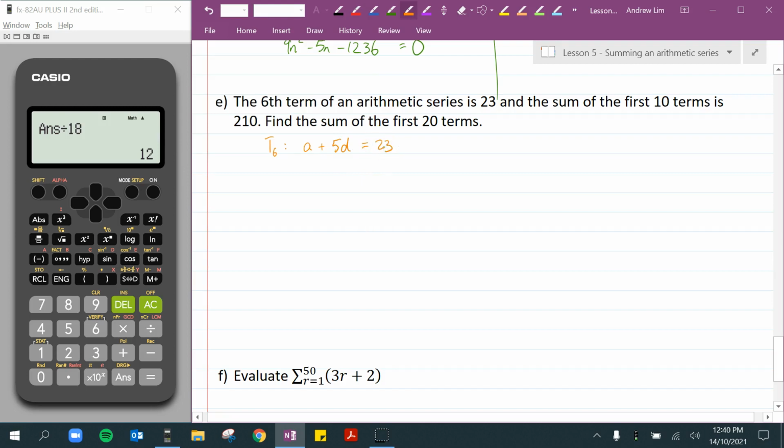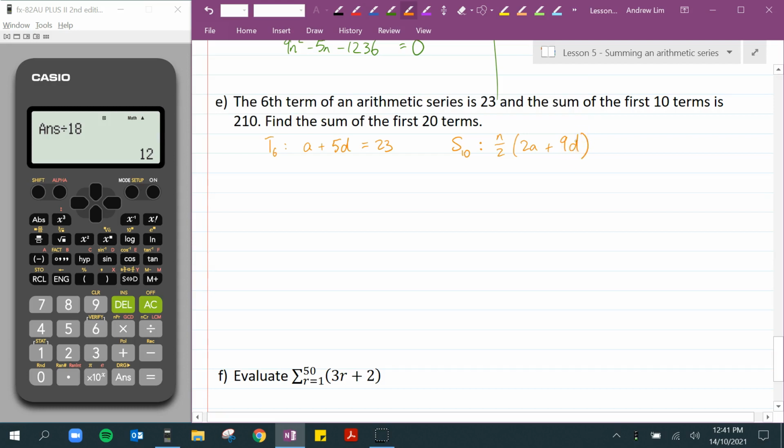The sum of the first 10 terms. So this time we're using a sum formula. We know that the sum is equal to 210. Now the sum formula is n over 2 times (2a + (n - 1)d).